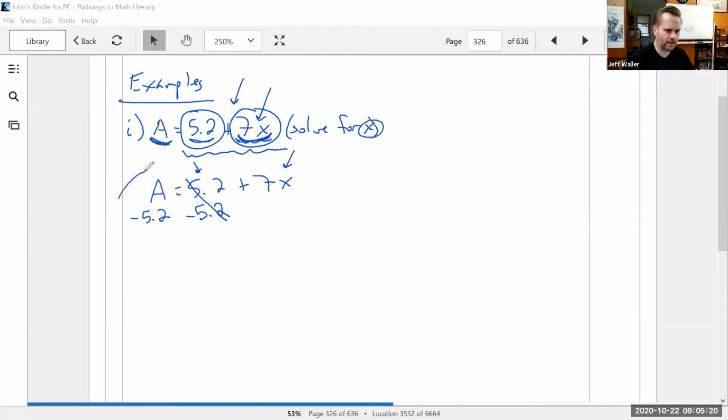What is a minus 5.2? A minus 5.2. I know some of you are like, what? I don't know what it is. That's exactly right. So I just write it down. A minus 5.2, whatever that is, equals, and of course the only thing left on this side is the 7x. And now I can get my x by itself.